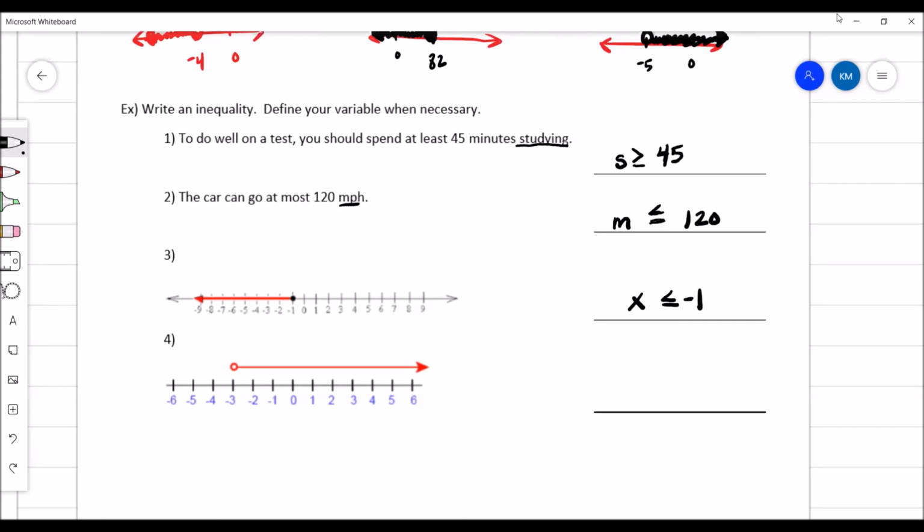Number 4, we have, again, our circle's open and it's going to the right. So it's open and will not have an "or equal to." It's going to the right. Our boundary is at -3. So we'll say X is greater than -3.